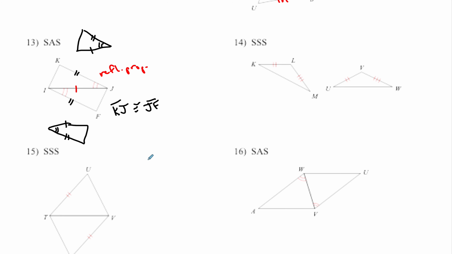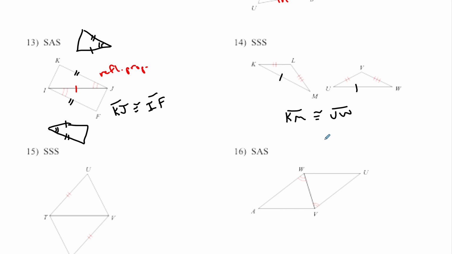Okay? IF. Sorry. Don't misread it. IF. Okay? Side, side, side. Pretty straightforward. We need to add this side. One tick mark's not taken. So we'd have to add KM congruent to UW.